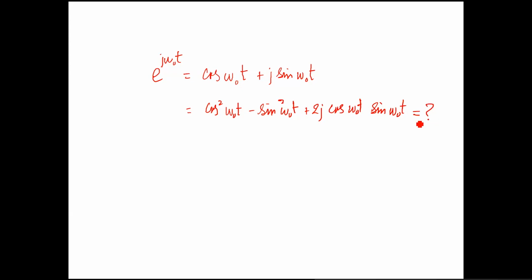Sir, plus sine square minus 2j. Why? If I take the square of this thing, what will be the square? j sine omega naught t. If you take the square of that, sine omega naught t square into j square, what is j square? It will be minus 1. So this is something that we see. Now this confuses people, that what is going on? Why do we say that e raised to the power of j omega naught t square is equal to 1?